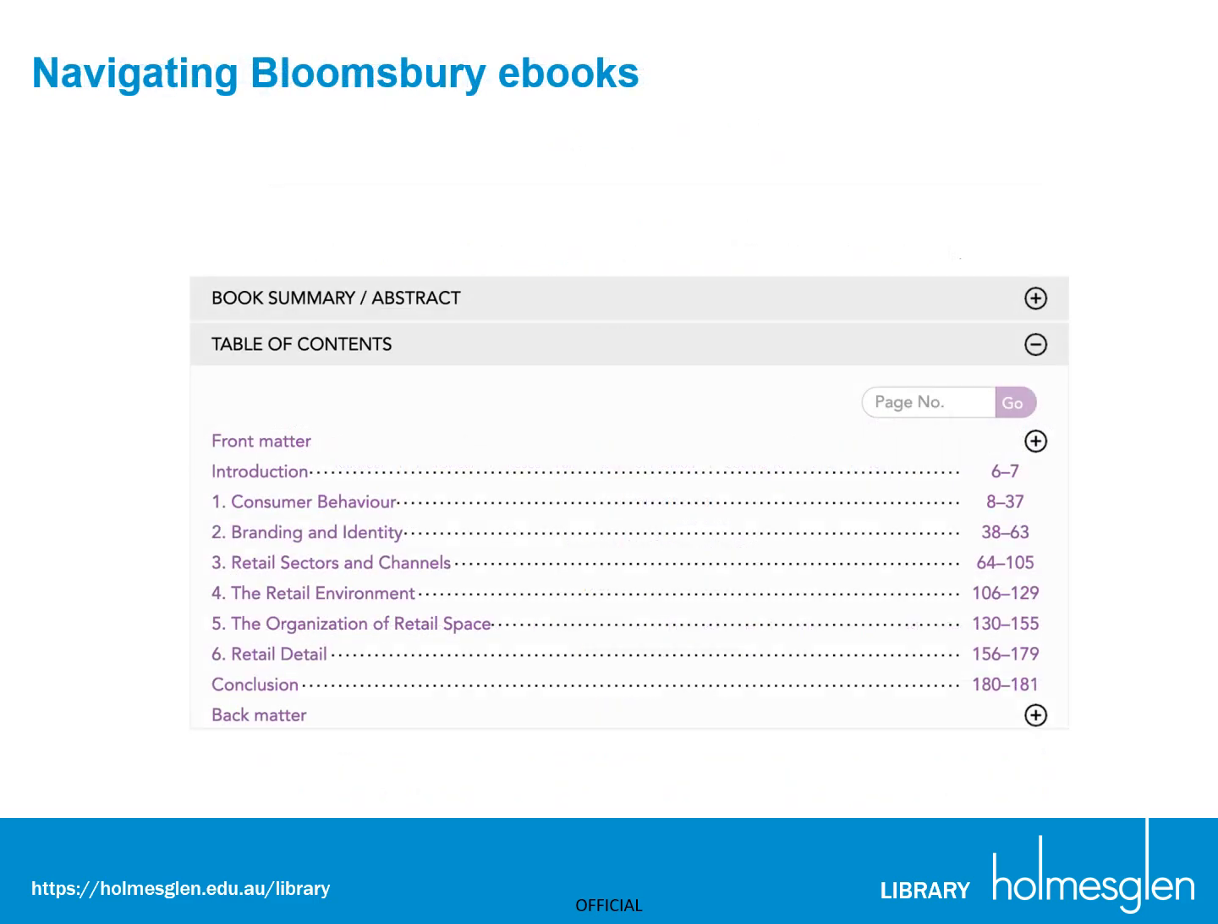When you want to view the ebook, click on the title and then you can navigate through using the table of contents. The table of contents is clickable, so you can go to the chapter and information you are looking for straight away.